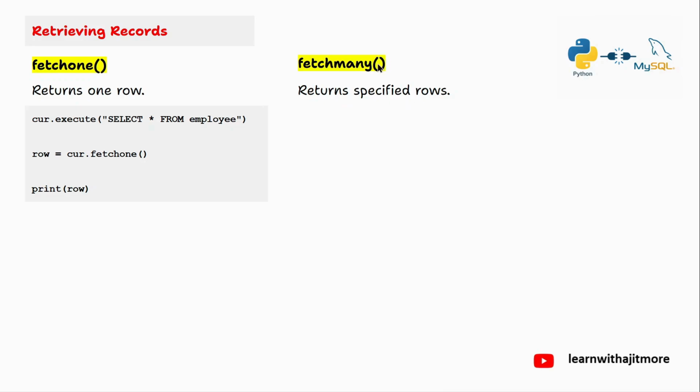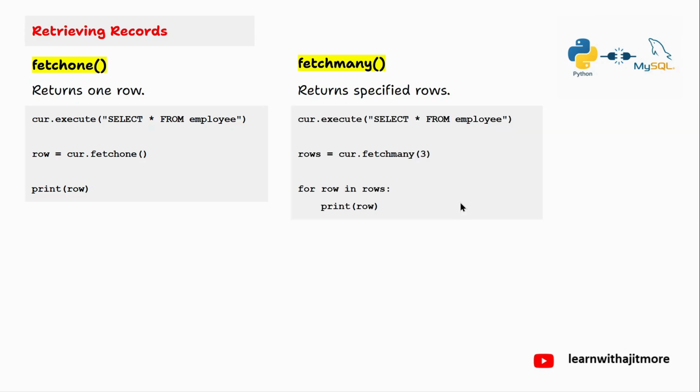As much count as you give over here, only that many records it is going to return. See here: cur.execute, select star from employee. We have around 8 records in our employee table. All those 8 records will come from the backend and be made available to your Python script. Now the Python script is calling cur.fetchmany(3), so from those 8 records, only the first 3 will come into rows.